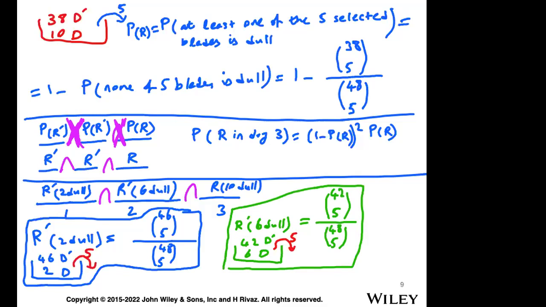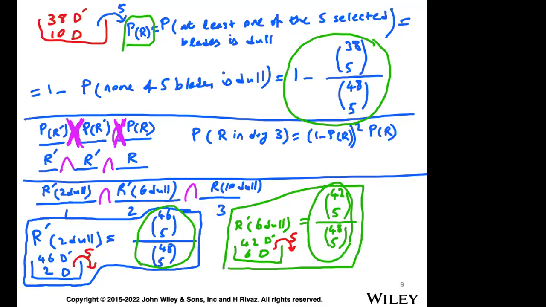How do we calculate the last part? Exactly, it's already there, right? So we don't need to recompute it. The third part, R for 10 dull, was the first thing that we computed here. So we have that one. So we have everything. All we have to do is multiply this number by this number by this number. And that's the final answer. Any questions?